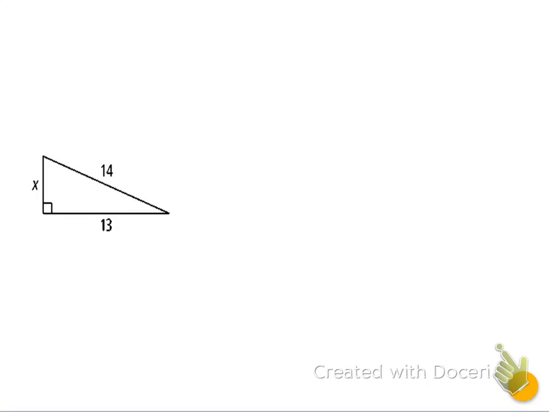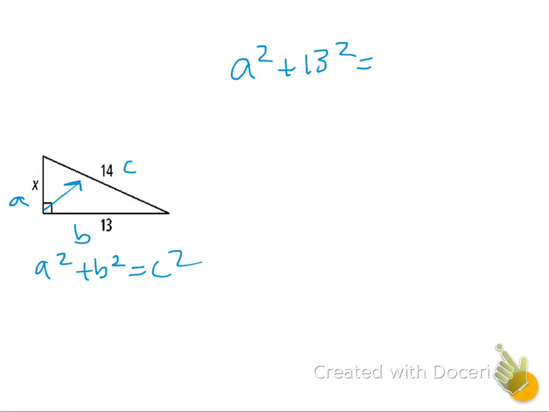Okay, it's not a 30, 60, 90, it's not a 45, 45, 90, and there's no like 23 degrees or something like that inside it. So I'm just going to go back to my generic equation of a squared plus b squared equals c squared. So I'm going to label my sides. My c should always sit across from my right angle, and then I'm going to label my other ones a and b. So a squared plus 13 squared equals 14 squared. 13 squared is 169. 14 squared is 196. We subtract.